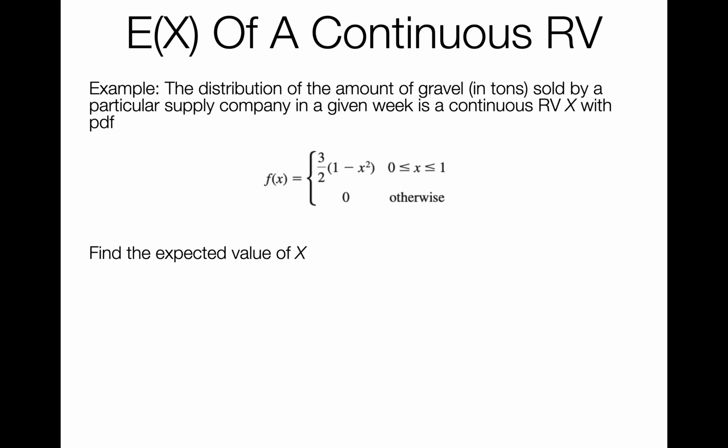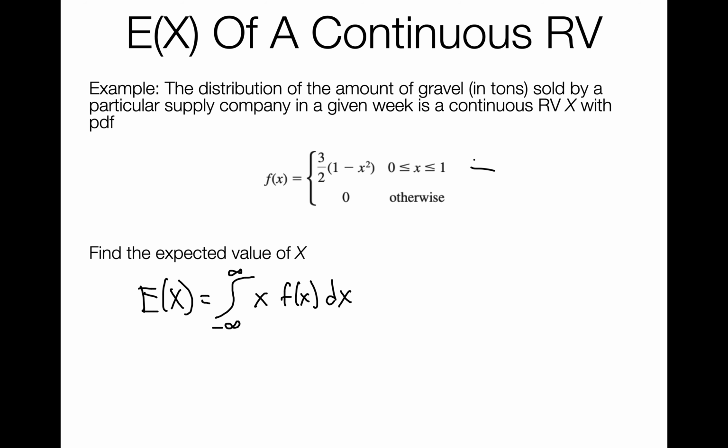The distribution of the amount of gravel in tons sold by a supply company in a given week is a continuous random variable X with a PDF of 3/2 times (1 minus x squared), where x is defined from 0 to 1, and 0 otherwise. Let's find the expected value of X. The expected value of X is the integral from negative infinity to infinity of x times f(x) dx.